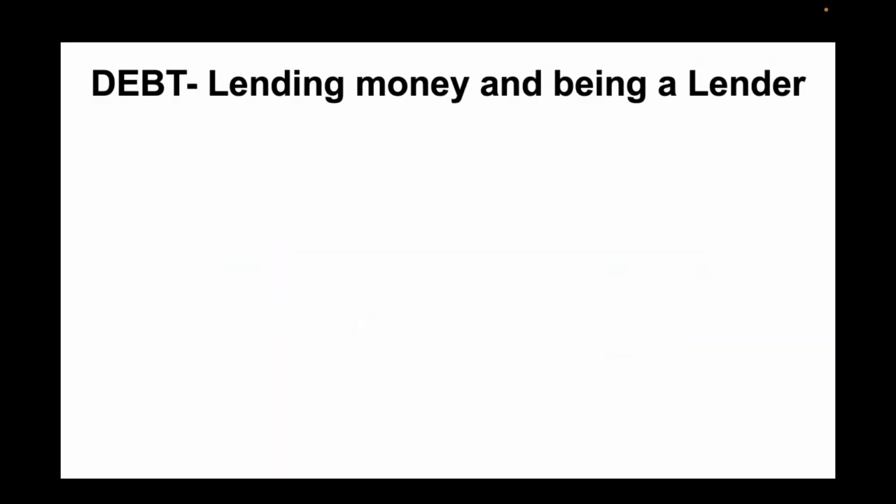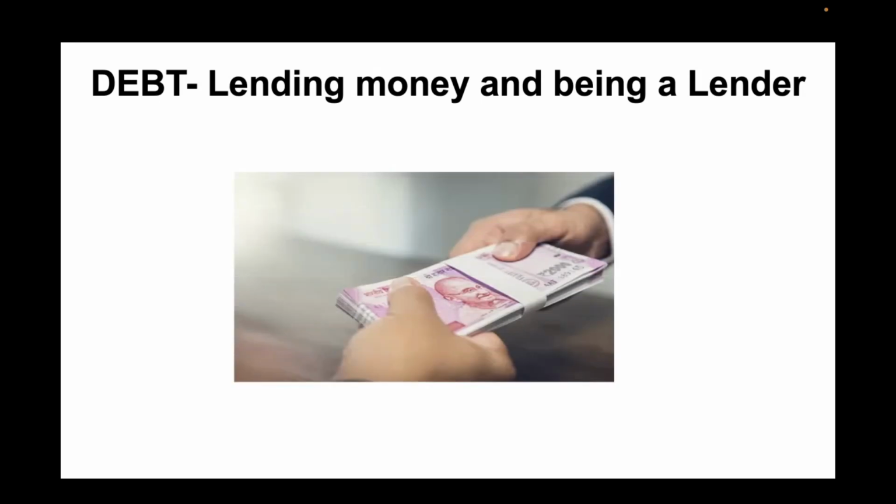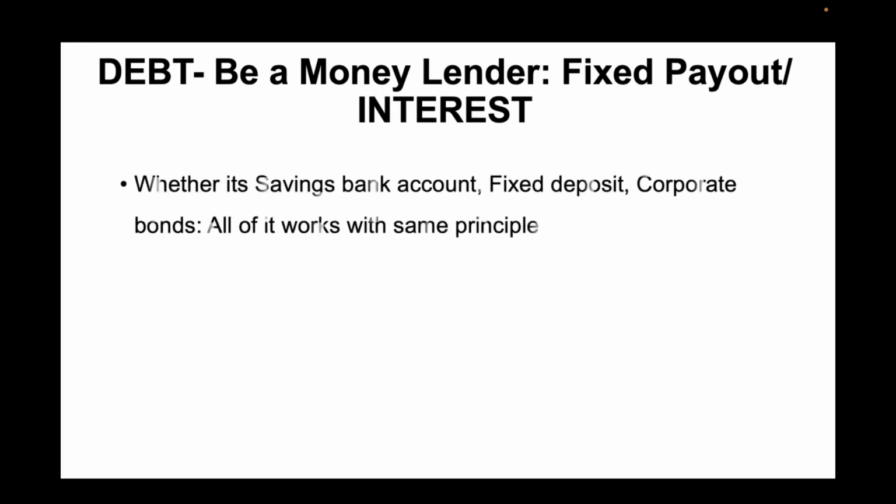So let's come to the first Panchabhuta, that's debt. That is basically, in simple terms, lending money and being a money lender. You're lending money to an entity, in return for which you get a fixed payout in the form of interest. We call it interest income. Whether it's a savings bank account, fixed deposit, or corporate bonds, all of it works on the same principle. When you have a savings bank account with the bank, you're basically lending money to the bank, and in return, they're giving you a savings bank interest rate.